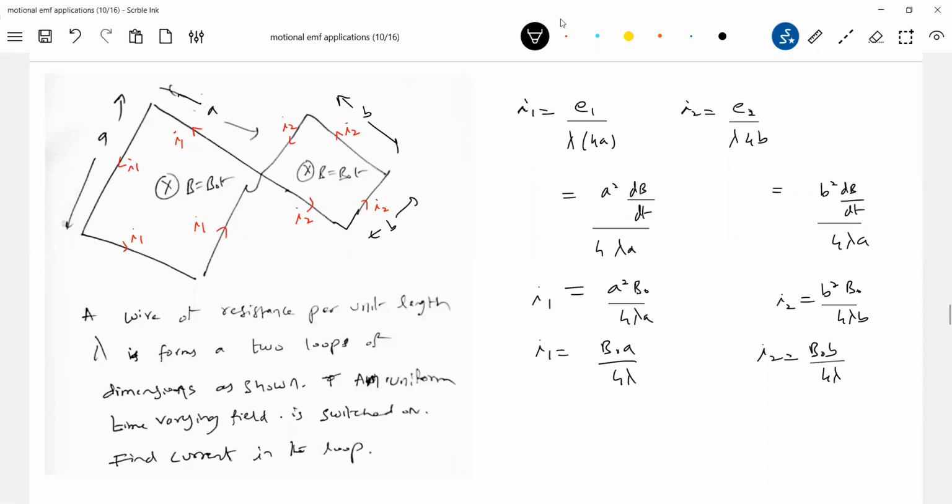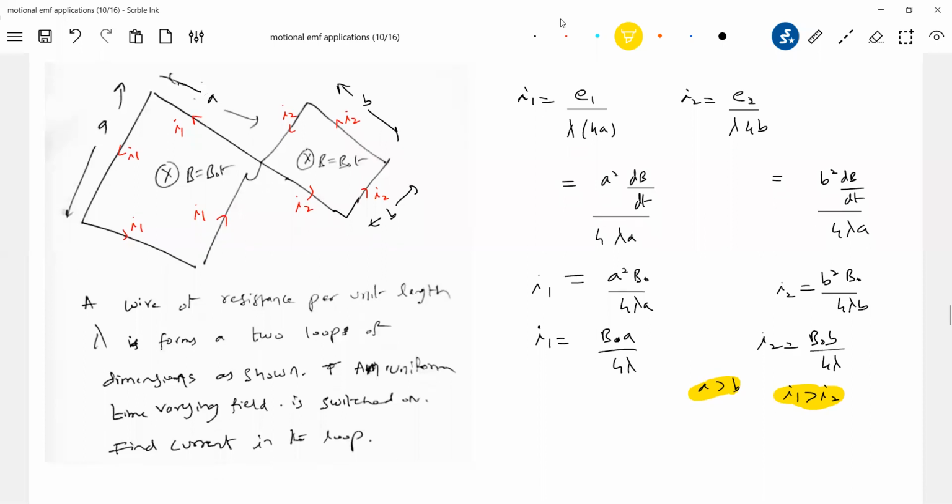They are very popular in advanced exam. Check once. So which current will be greater? A is greater than B. Therefore I1 should be greater than I2. Then how to get the resultant current? I did it like this. You can also go for the resultant circuit here. So this should be the E1, and this should be the E1. And the current will encounter resistance of how much? 4 lambda A.